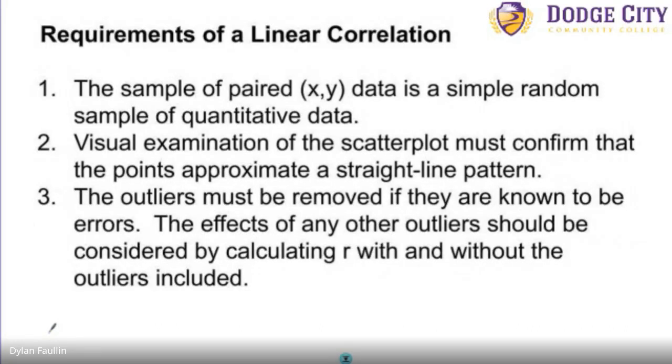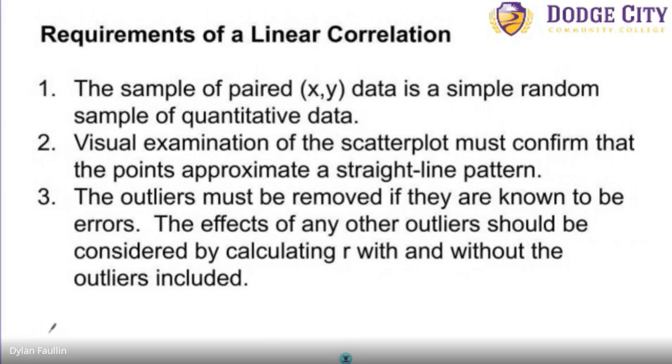So, the requirements of a linear correlation. The sample of paired data. In order to talk about a linear relationship between two variables, you're going to have two data sets: a data set for the x variable and a data set for the y variable. And they're going to be paired together. The first x value has to pair with the first y value. They have to be related in some way or measured in some way that they're connected. The sample of paired data is a simple random sample of quantitative data, so it has to be numbers, not qualitative.